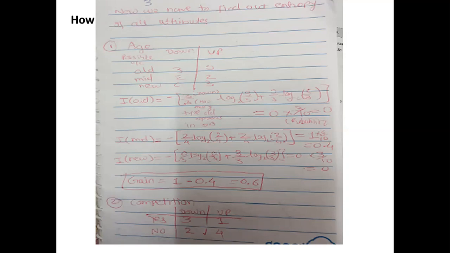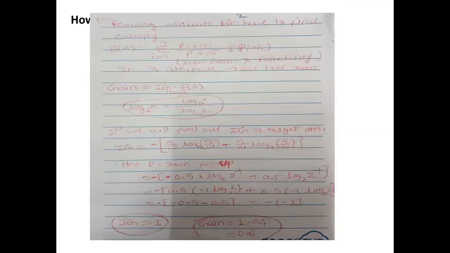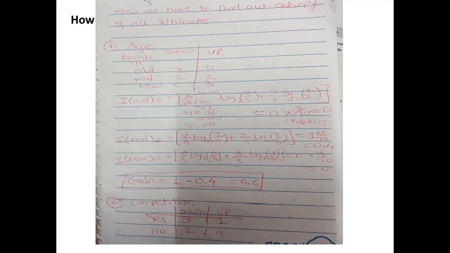Same we are finding for the new attribute. The information gain for the new attribute is equal to 0 divided by 3, since new appears in the database 3 times. So 0 divided by 3 log 2, and this becomes 0, multiplied by 3 by 10, that is 0.